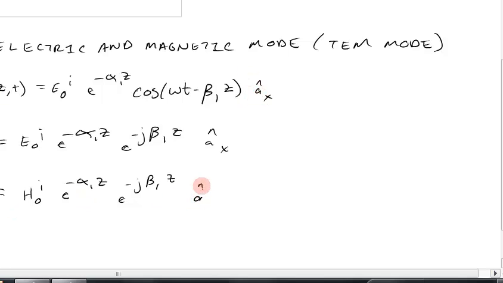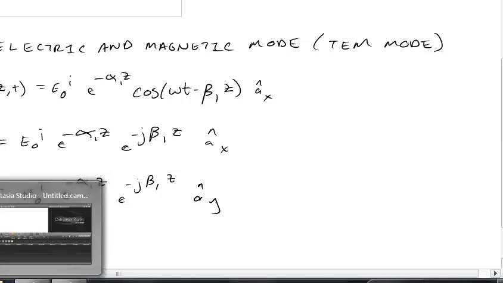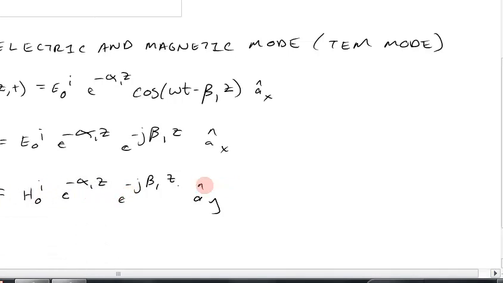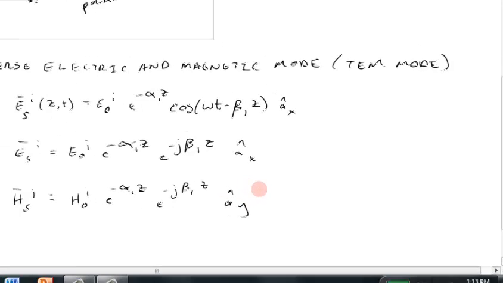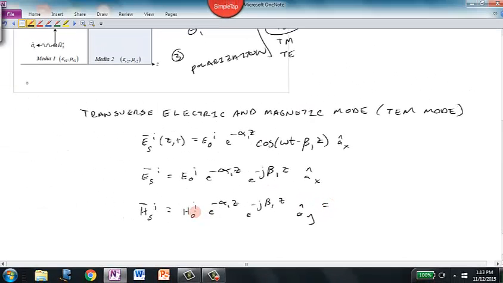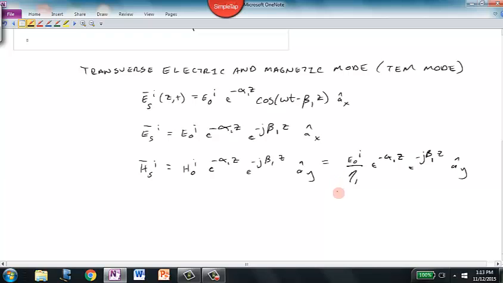This points in the y direction. So that's the general form of the magnetic field that is incident on the impedance boundary. A lot of times we'll make a substitution using eta, the intrinsic impedance of media 1, and write this as E0I over eta of media 1, e to the minus alpha 1 z, e to the minus j beta 1 z, a hat y. So most of the time you'll see the incident magnetic field written in this form right here.